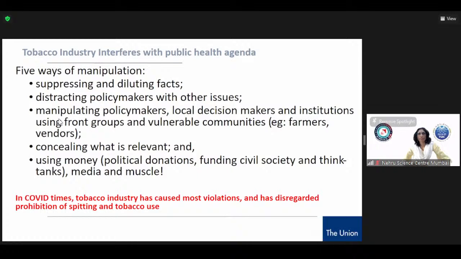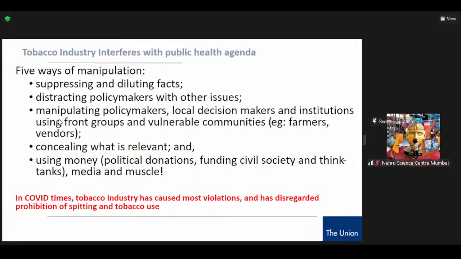Now, the first way is to suppress and dilute facts. Let me give you an example of this. The first thing that tobacco companies said when the pack warnings were coming into force. Now, I think most of you know what the tobacco packet looks like. It has a very gory picture of a person with a cancer around his mouth or the cheek.